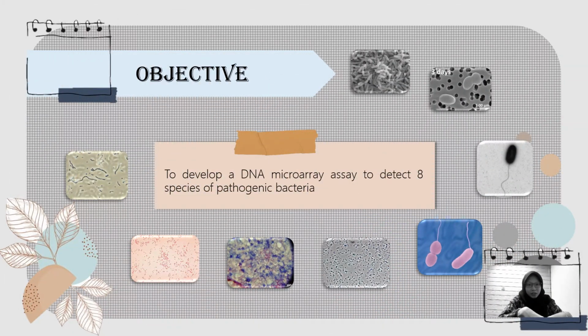The objective is to develop a DNA microarray assay to detect species of pathogenic bacteria such as Vibrio cholerae, Vibrio harveyi, Vibrio alginolyticus, Vibrio parahaemolyticus, Vibrio anguillarum, Nocardia seriolae, Aeromonas hydrophila, and Streptococcus in aquatic animals.